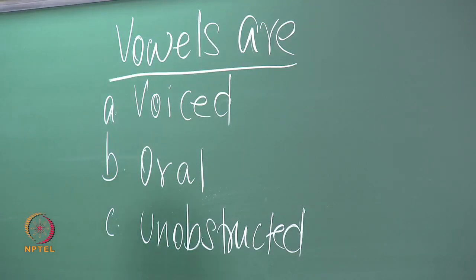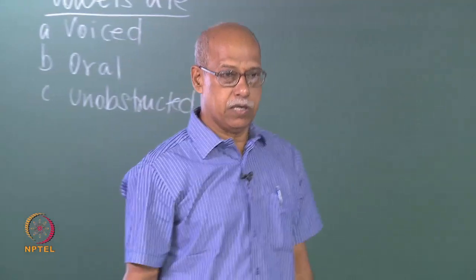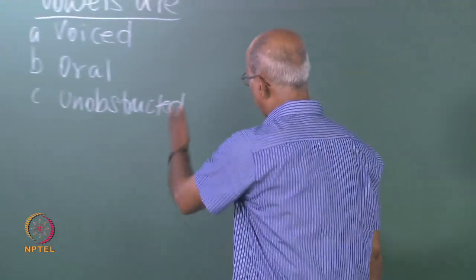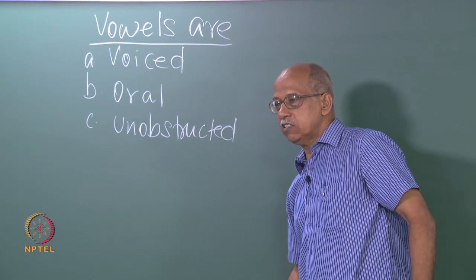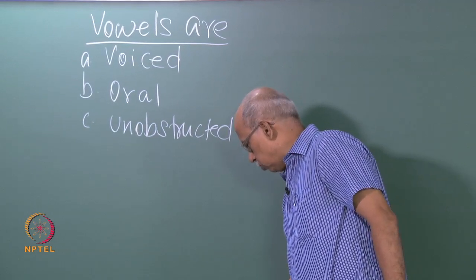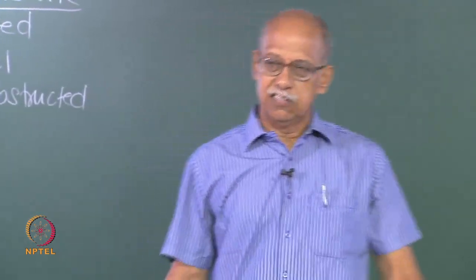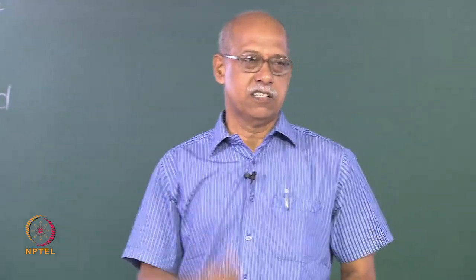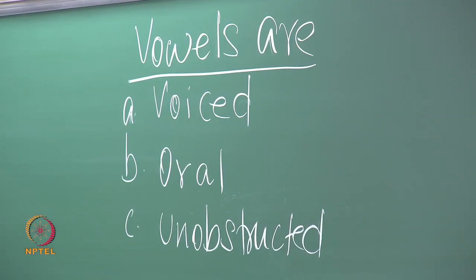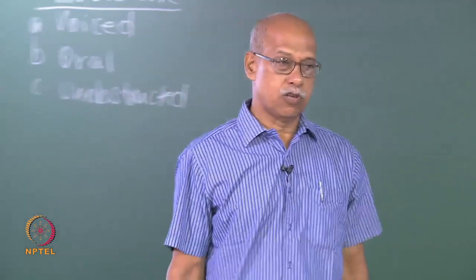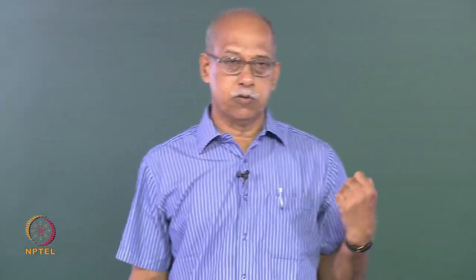In all languages of the world, no matter what language you speak, vowel sounds are voiced, oral, and unobstructed. Close your eyes and answer me. In all languages, vowel sounds are, number one, voiced, number two, oral, and number three, unobstructed. Correct? Then the second question is, if all vowel sounds are like that, how do we distinguish between one and another? How are we, in other words, able to produce different kinds of vowel sounds?